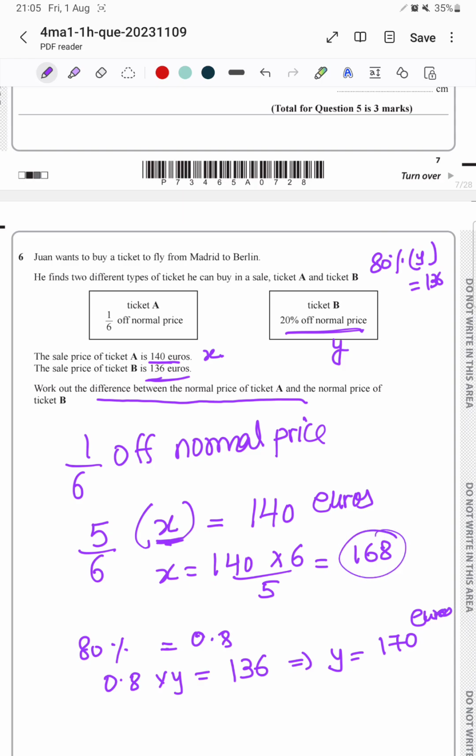So what is the difference between the price of the tickets? The normal price difference is Y minus X, and that is 170 take away 168, which is equal to 2 euros. This question is quite important because the normal price is not given and this is like an inverse operation.